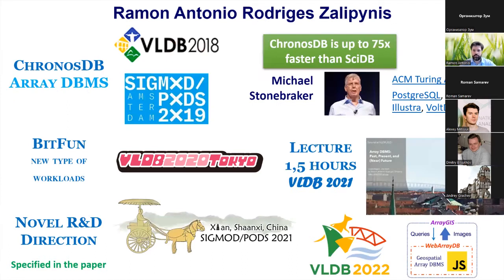First, let me briefly introduce myself. I'm currently an associate professor at the Higher School of Economics, School of Software Engineering, Computer Science faculty. I carry out research and development in the area of array DBMS. I am the author of ChronosDB, which is up to 75 times faster than SciDB.